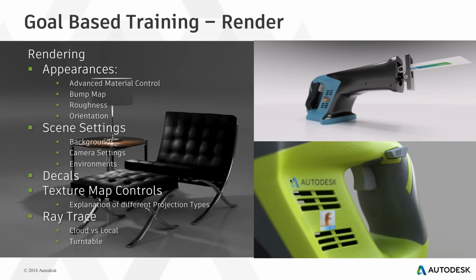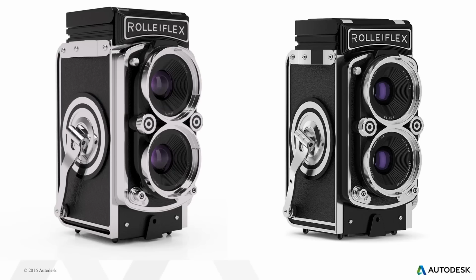We'll talk a little bit about decals, texture map controls. How do we control the projection maps of textures, and then ultimately the coup de grace, ray tracing. What are the different ways that we can calculate and ray trace inside of Fusion? How do you use them? And then we'll tie that back into some deeper topics with some of the time that we have at the end.